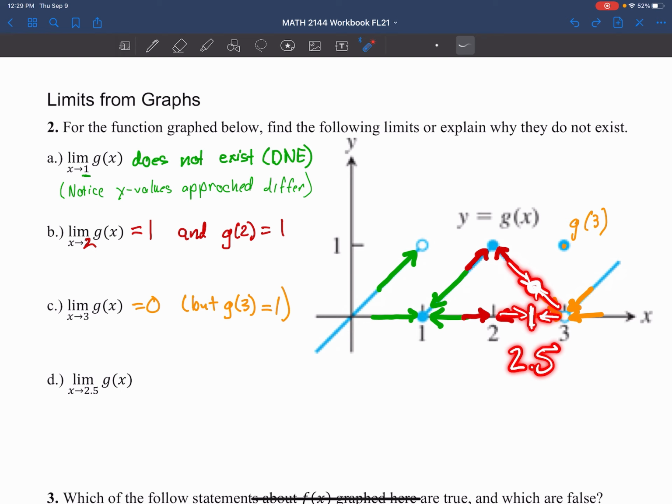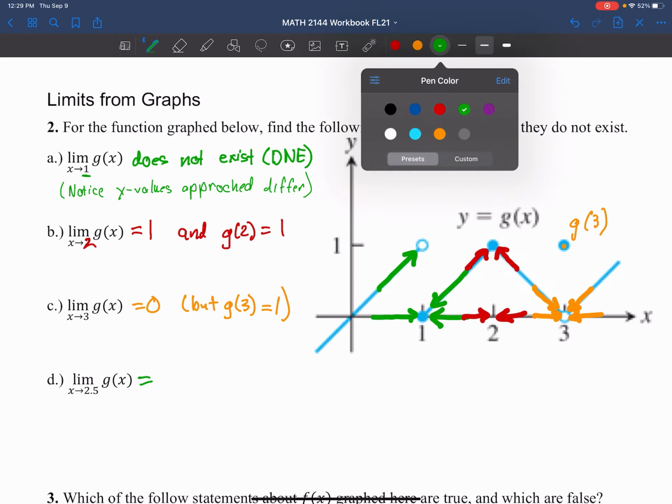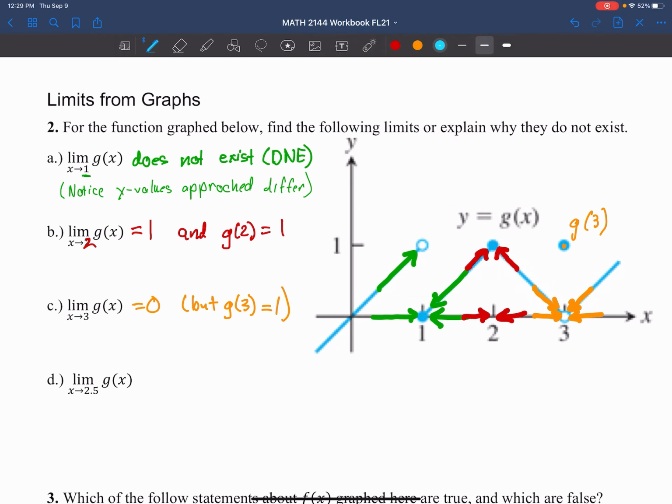I don't know. What do you guys say that's about out? I just want to say 0.5. So right there is 0.5. So the limit as x approaches 2.5 of g of x is equal to 0.5. I kind of ran out of room. It's there, and there. That doesn't work, but 0.5. Any questions about how we got any of those values?